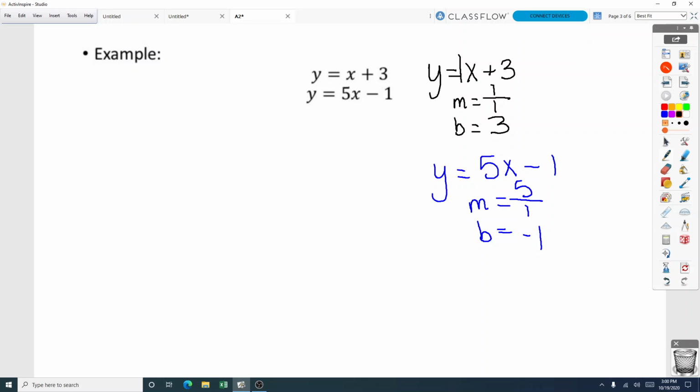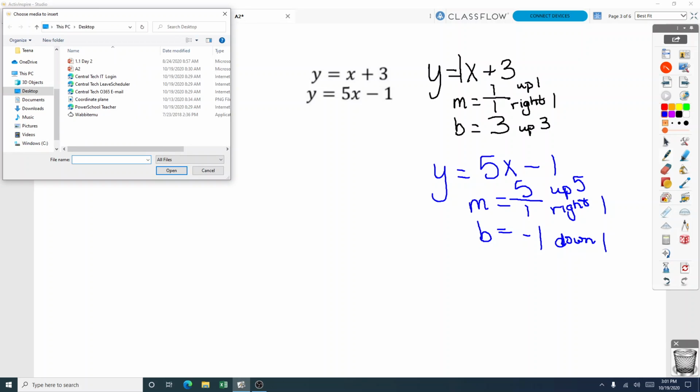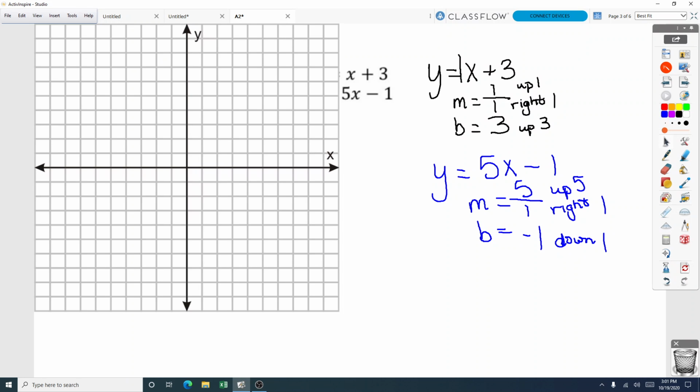Before we graph these, I want to see what each one does. Remember that slope is rise over run. So if the top is a 1, I go up 1. If the bottom is a 1, I go right 1. The 3 tells me up 3 on the y-axis. Down here, the 5 tells me up 5, and the 1 tells me right 1. And then the negative 1 tells me down 1. So I'm going to try to put my coordinate plane in here, and we'll see if I can get it to work correctly.